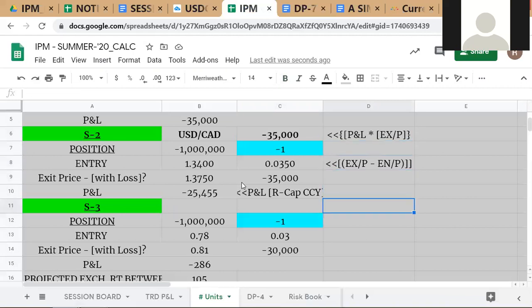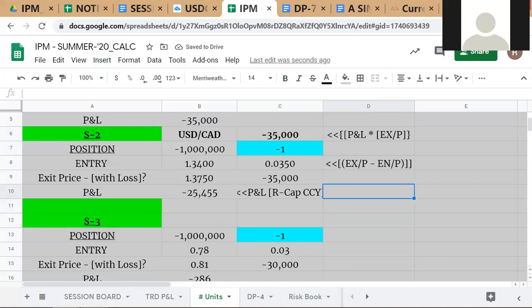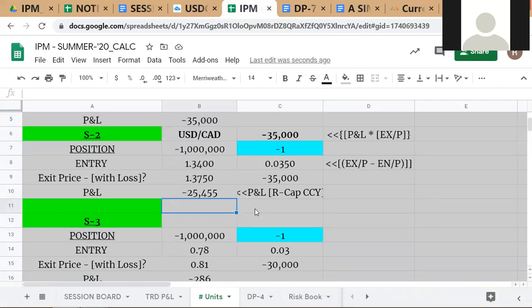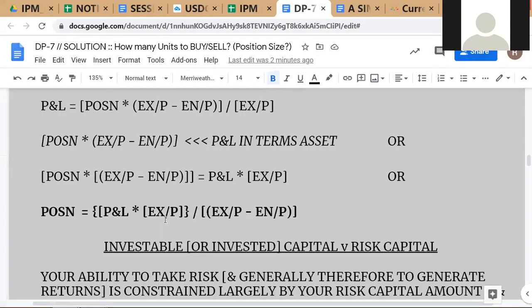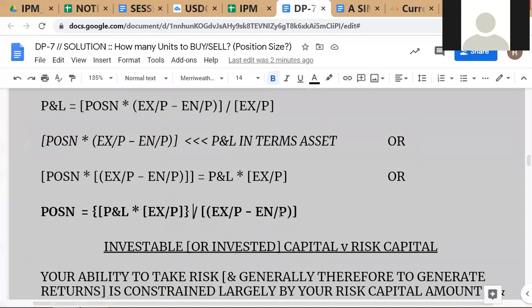So our final answer should be, I'll just take 2 minutes and finish this one and we'll cross check it. The position size should be, what should it be? Exit minus entry will be the divisor, and P&L into exit price will be the numerator. So the final answer is P&L into exit price as the numerator, and exit minus entry as the denominator. Is that correct? That should be it. Simple. P&L into exit price divided by exit minus entry.